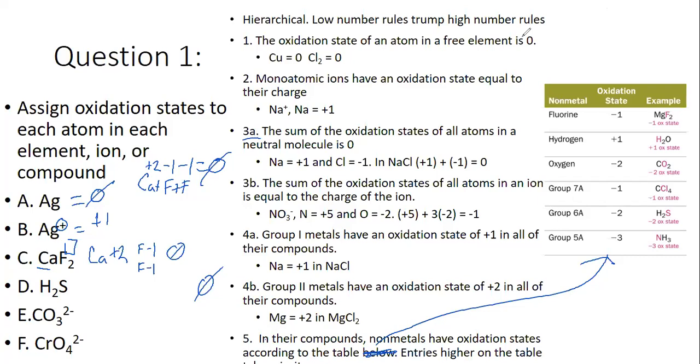So if Ca was by itself, would it be zero? So if it was Ca like that, yes, that would be zero. If it was Ca2 plus, it would be 2 plus. So you have to look at if it's a charge. But if it's by itself with no charge, it's zero. If it's Ca2 plus, it's 2 plus. If it's CaF2, then yeah, Ca is 2 plus. Basically, any group 2 metal in a compound will always be plus 2. That is rule 4B, right? Any group 1 metal will be plus 1.